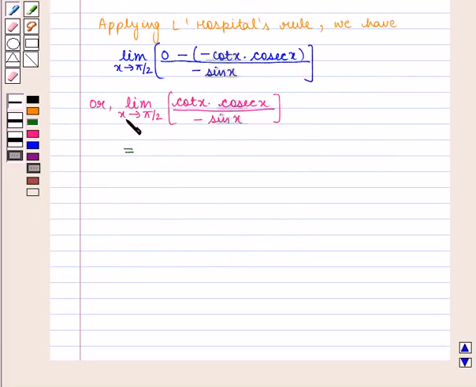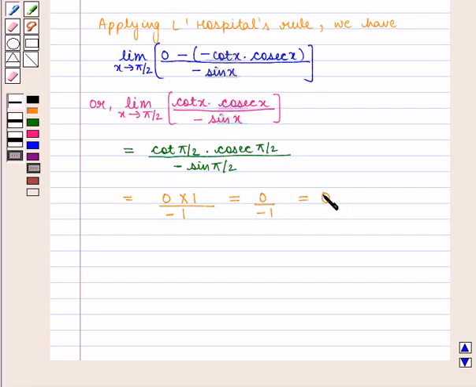Now if we put the value of x as pi by 2 in this expression, it becomes cot of pi by 2 into cosec of pi by 2 whole upon minus of sin of pi by 2, which is equal to cot of pi by 2 is 0 into cosec of pi by 2 is 1 upon minus of sin of pi by 2, which is 1. This is equal to 0 upon minus 1, that is 0. Therefore, the value of the expression limit of (1 minus cosec of x) into sec of x as x tends to pi by 2 is equal to 0, which is the required answer.